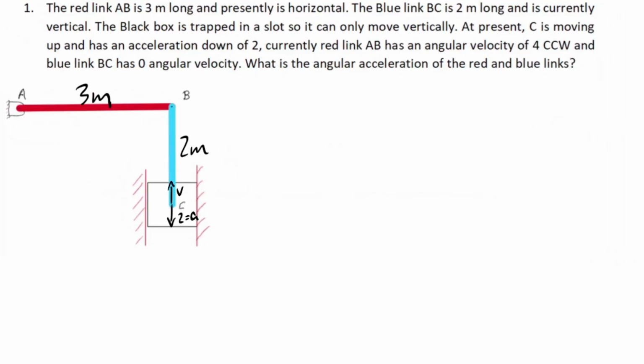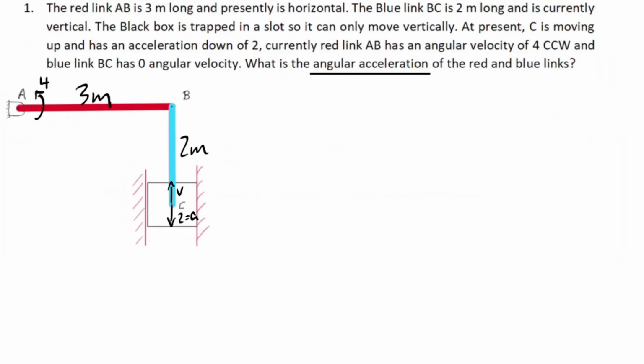Currently, the red link has an angular velocity of 4 counterclockwise, so it's going in this direction with a magnitude of 4. And the blue link has an angular velocity of 0, so this thing has 0 angular velocity. So what is the angular acceleration of the red and blue links? Okay, so you notice that it's asking for an acceleration, right? So we are going to need to use the angular acceleration equations, right? Or those general equations. So let's do some analysis first and write down what we're given.